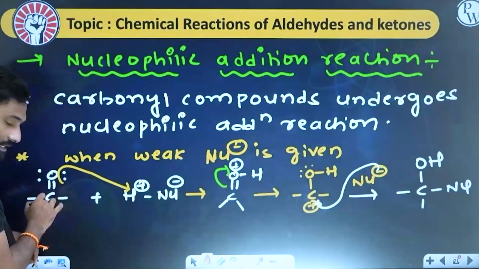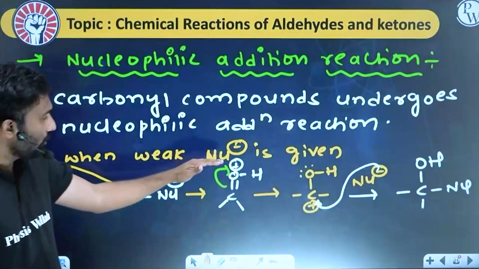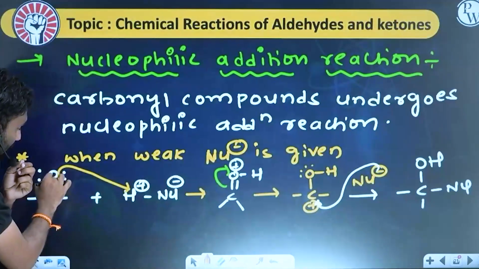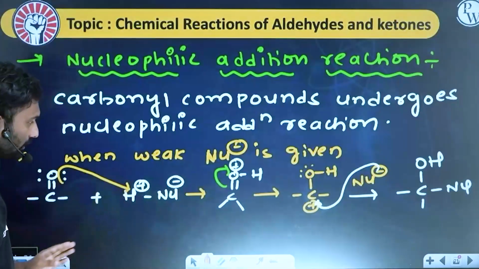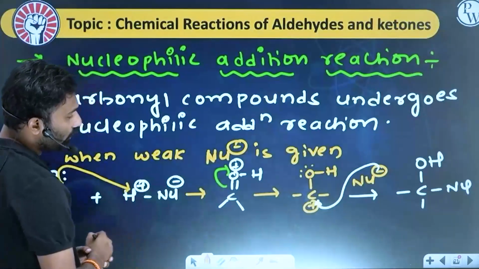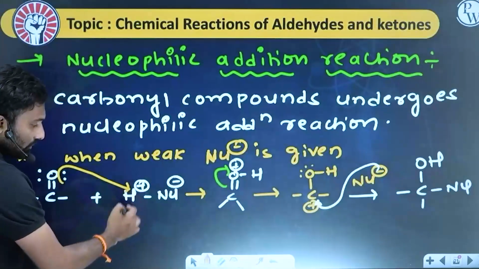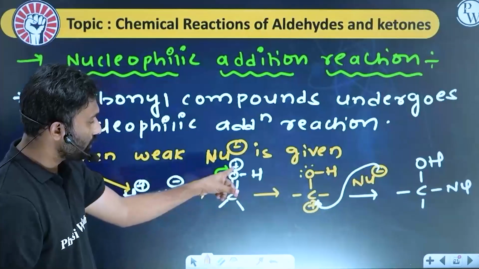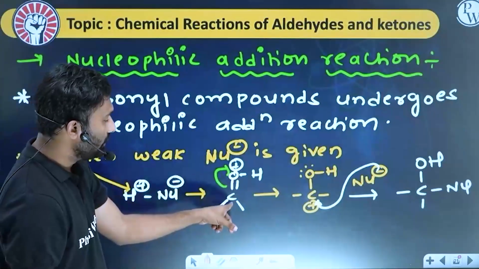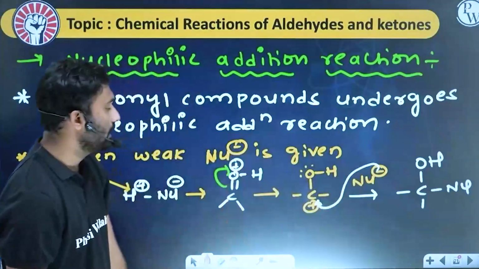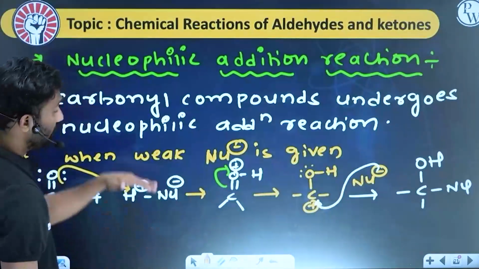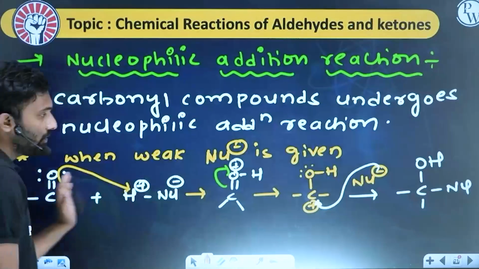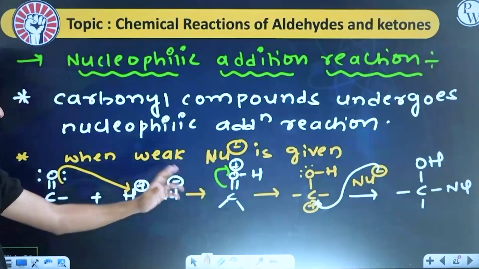Now the carbonyl group, when the weak nucleophile is given. When a weak nucleophile is given, the lone pair on the oxygen of this carbonyl group will first take the hydrogen. Positive charge comes on the oxygen, so to stabilize this oxygen the pi bond will be shifted. Then positive charge comes on the carbon, then the nucleophile will attack. If they have given the weak nucleophile, the carbonyl group nucleophilic addition reaction will proceed in this manner.